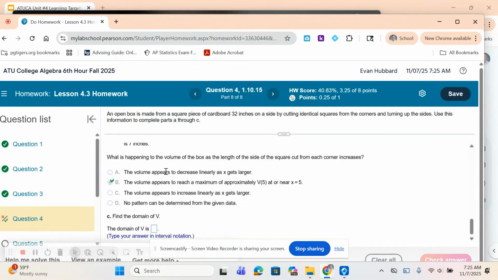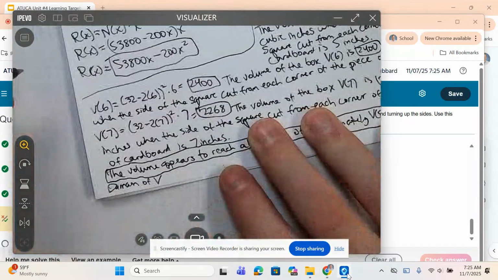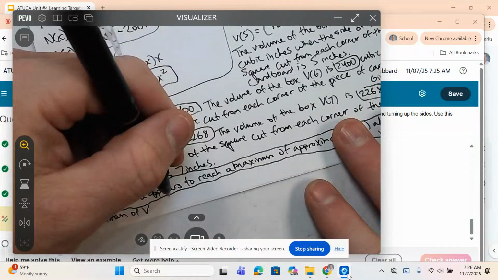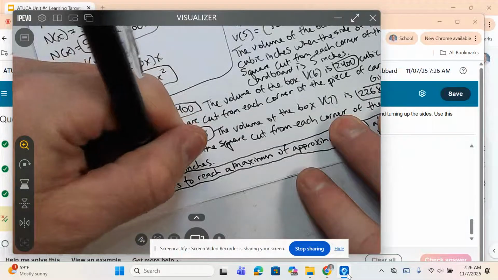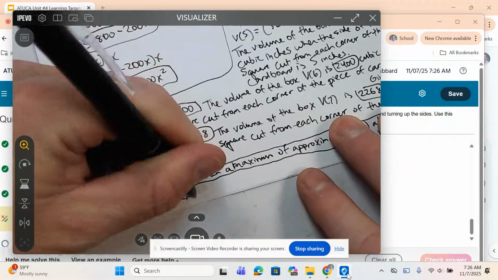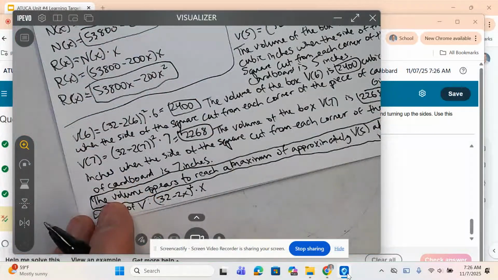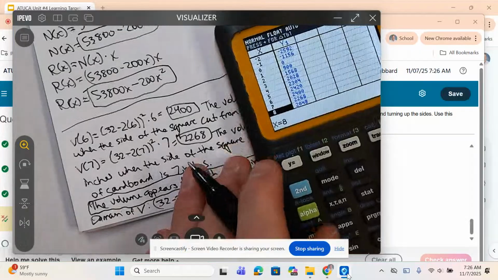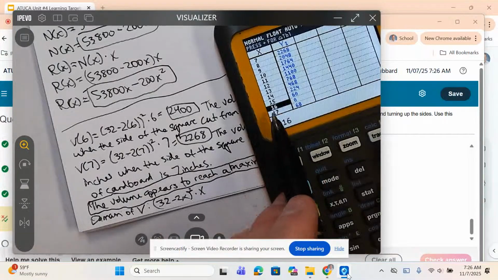Let's find the domain of V. So for the domain of V, well, V, we look at the x values. And so we're looking at this, the side is 32. So 32 minus 2x squared times x. So now we want to see, and we could look at the graph here, what are the possible values of x? And so we basically want to find this 0 here. Okay, so we'll see it at 16.